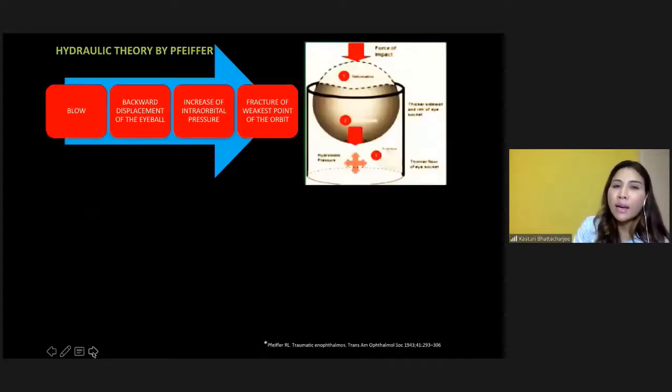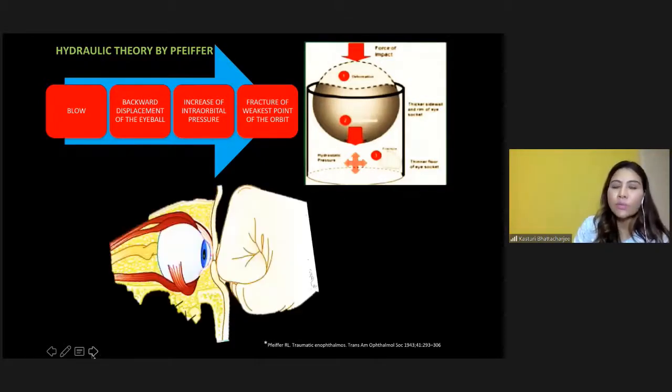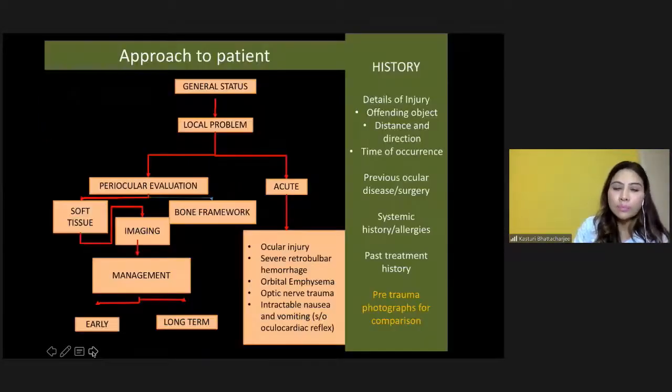The other is the hydraulic theory. Hydraulic means when there's a blow to the orbit, immediately there's a backward displacement of the eyeball. This increases the intraorbital pressure, and as such, this will also lead to a fracture at the weakest point. So these two are basically the common theories regarding the fracture.